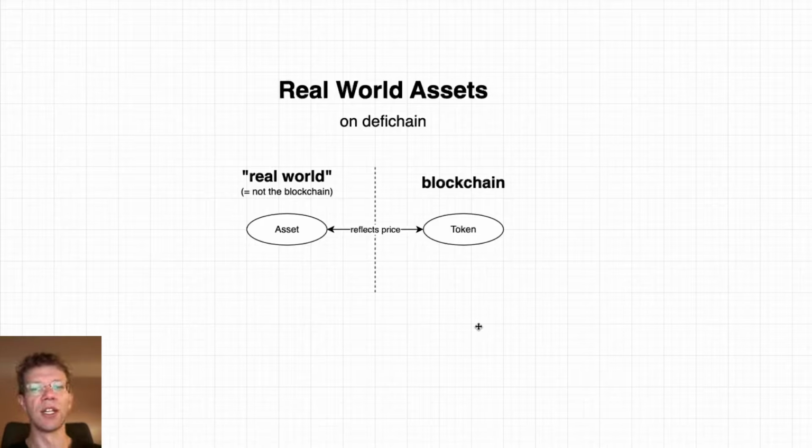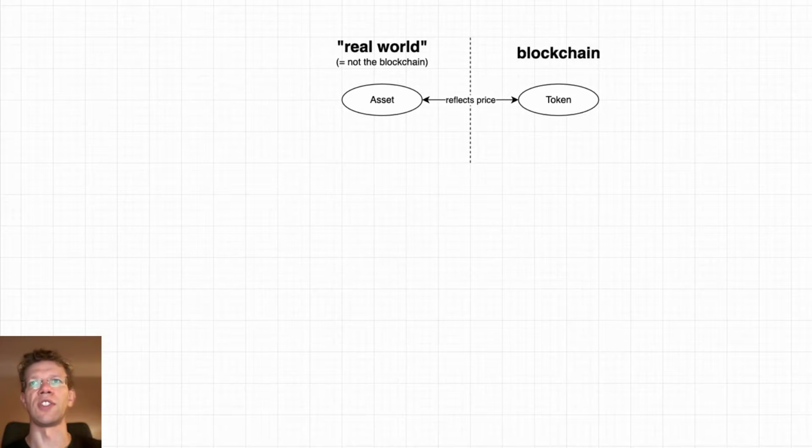And the other way is that we say we want a decentralized token. So we want to create a token that reflects the price of the asset without a real connection to the asset. And that's what I'm talking about today. That we say, okay, a real world asset on a blockchain that reflects the price, but is really decentralized, 100% blockchain, without a central entity behind it. So now let's look at how this is done on DeFiChain.